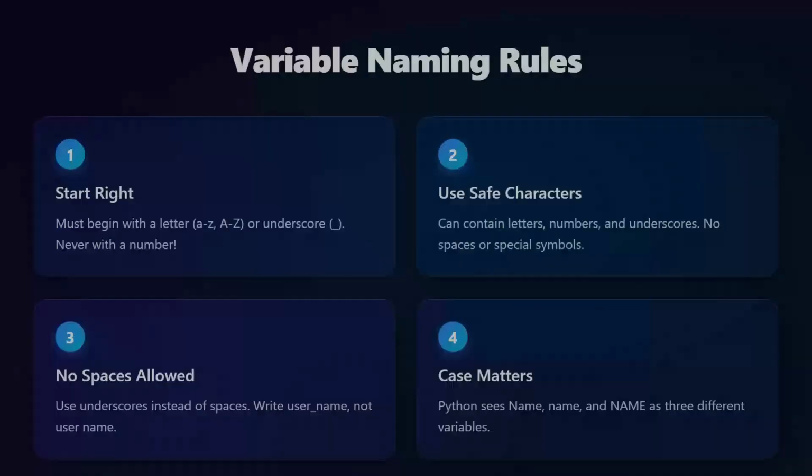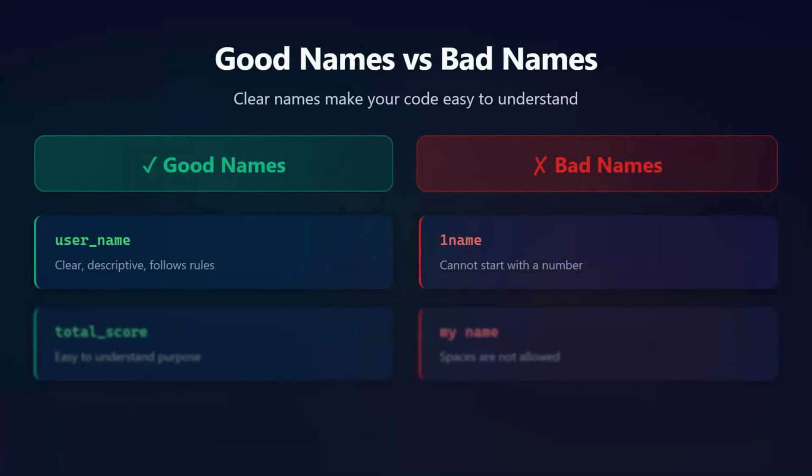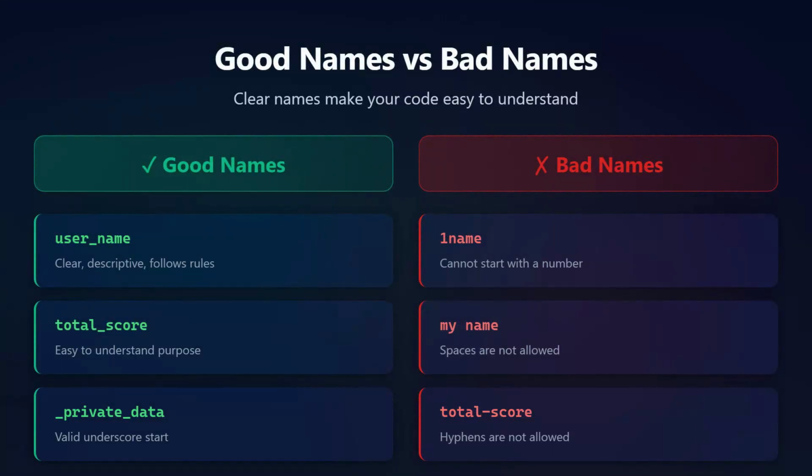Let's compare good names with bad names so you can see the difference. Good names are clear and follow the rules. For instance, user_name is descriptive and uses an underscore instead of a space. total_score tells you exactly what it contains. _private_data is valid because underscores are allowed at the start.